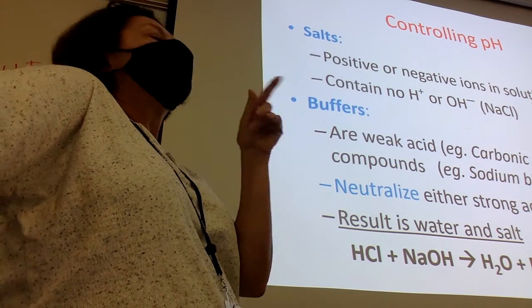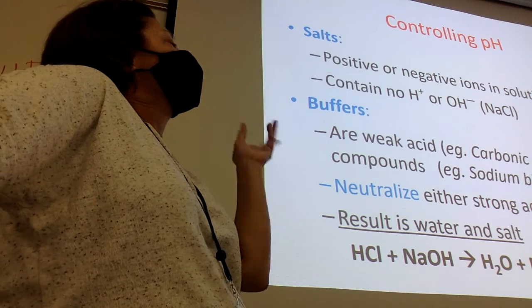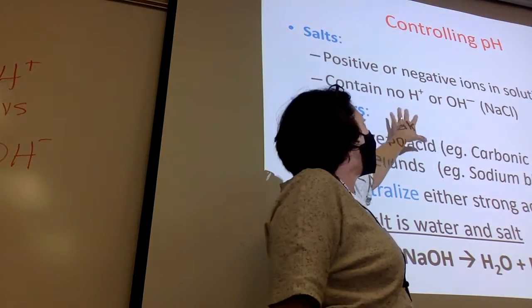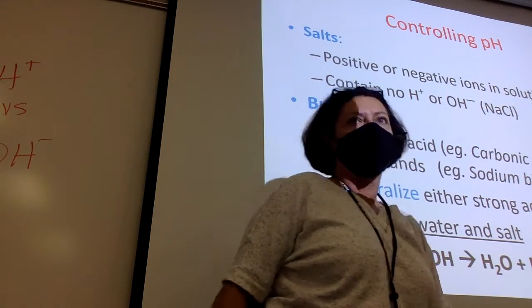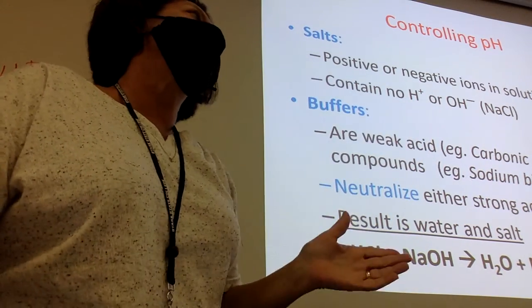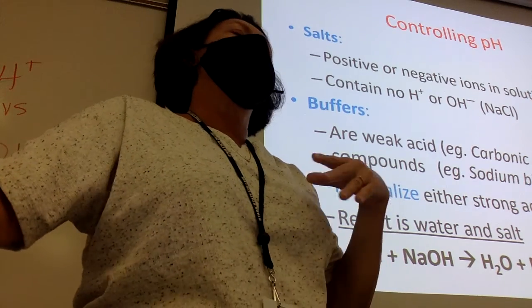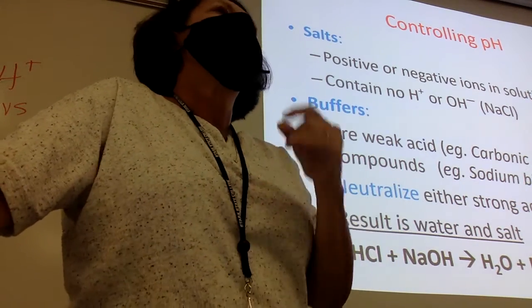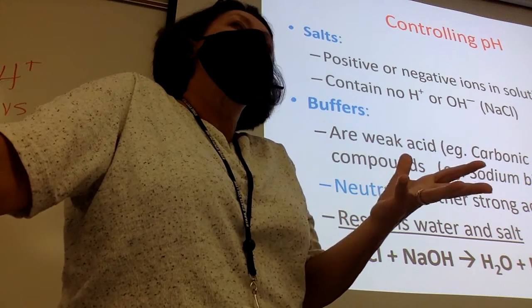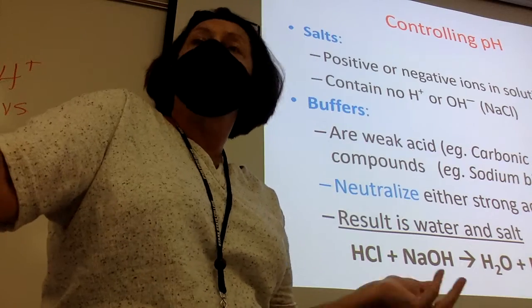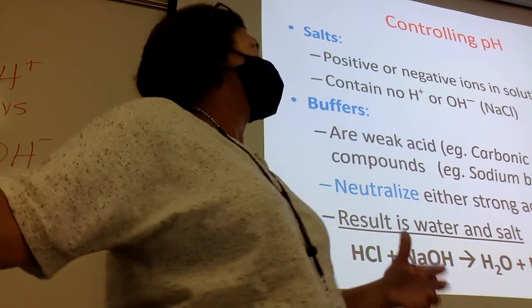Salts, when they dissociate, are going to give positive and negative ions. But like I said before, they don't contain any hydrogen or hydroxide ions. So that's how you know whether you need to worry about becoming acidic or basic. If you've got a salt that is dissociating, it's not going to affect your pH. Will it affect other things in your body? Of course it will, but it's not going to affect the pH in your blood.